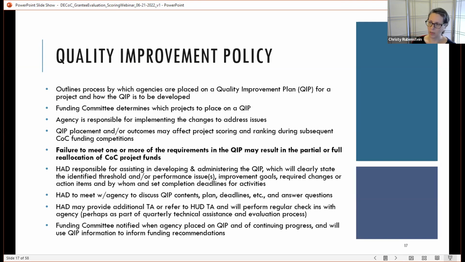HAD will be able to provide some TA or refer to a TA such as HUD TA if there are other issues, and we'll do regular check-ins. And the funding committee is notified when the agency is officially placed on the QIP and on their continuing progress, and can use the QIP information to inform funding recommendations.